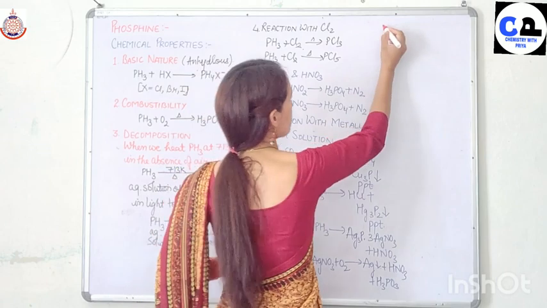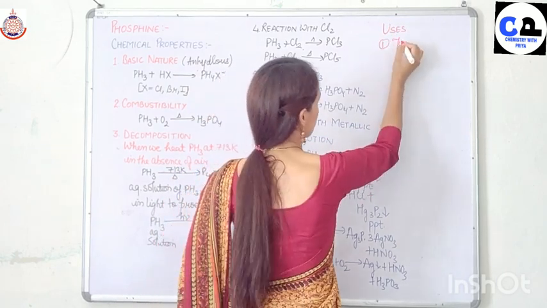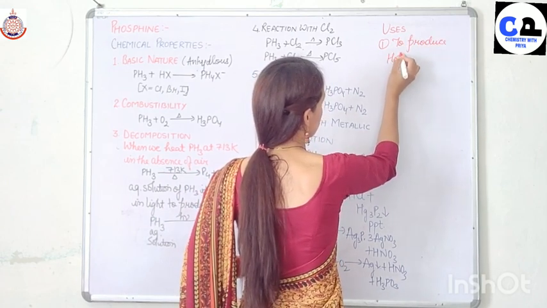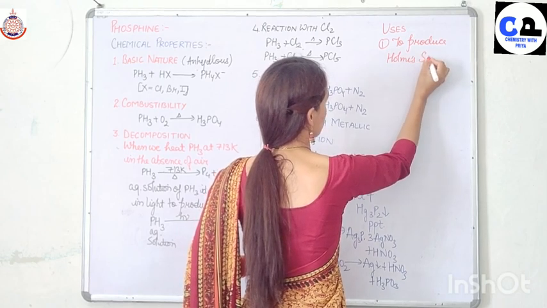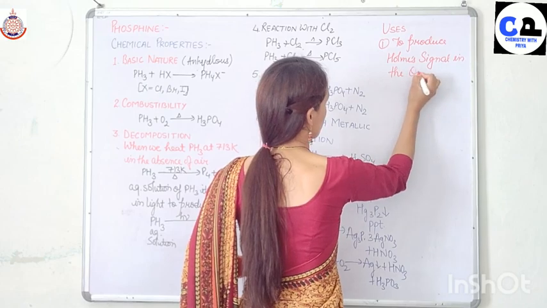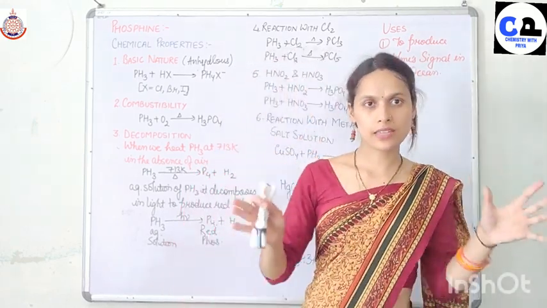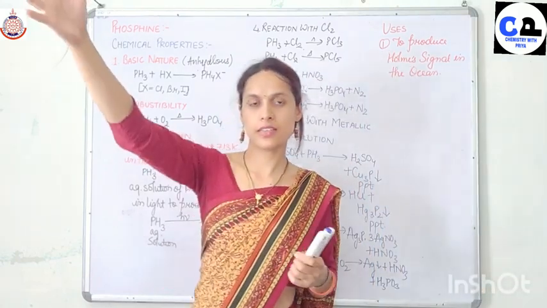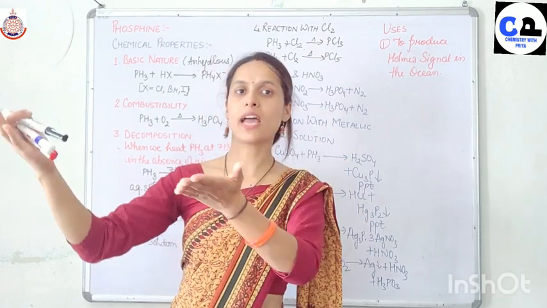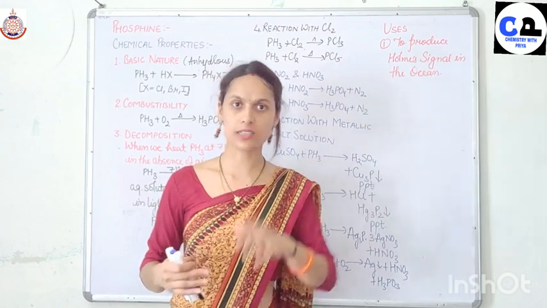Now, if I talk about the uses of phosphine, the first use is to produce Holme's signals in the sea, in the ocean. Suppose you are stuck in the ocean and a ship is approaching you, and you want to give a signal to that ship. Then phosphine is used in that signal.